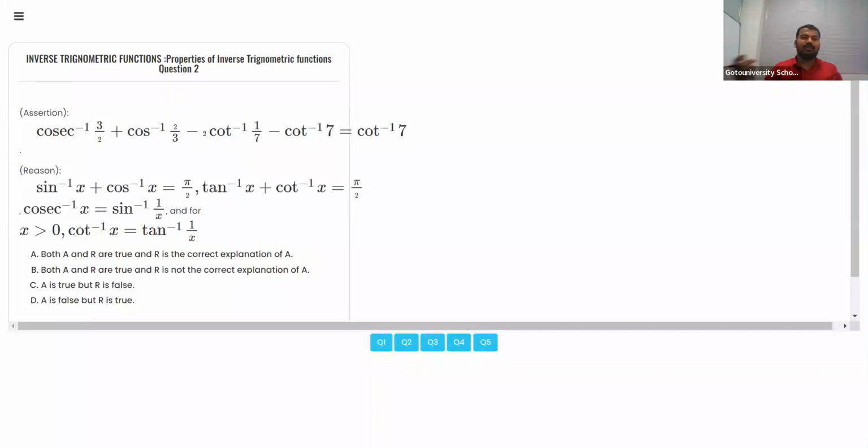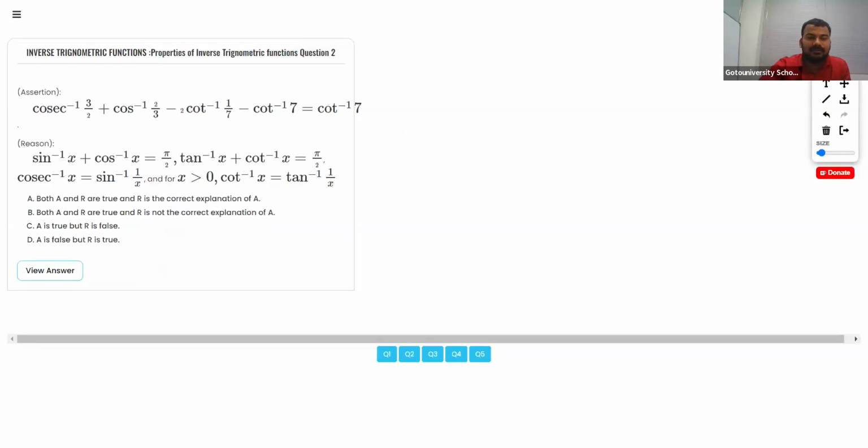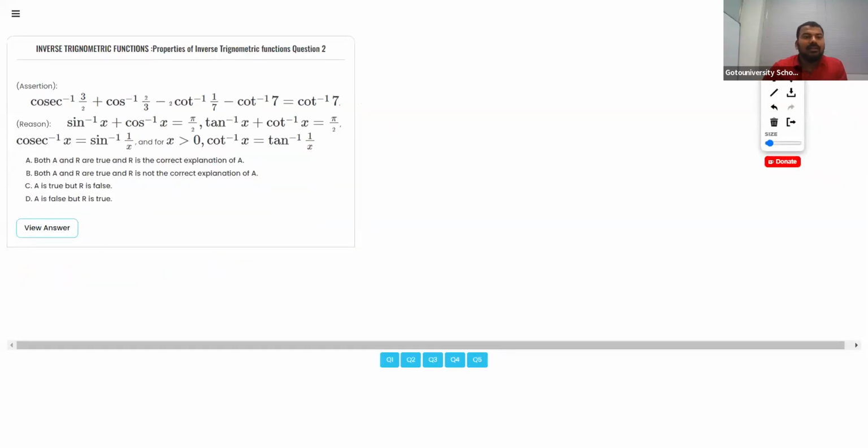Yes, it's an assertion reasoning question, and be careful while solving it. Cosec inverse 3 by 2 plus cos inverse 2 by 3 minus 2 cot inverse 1 by 7 minus cot inverse 7 equals to cot inverse 7.